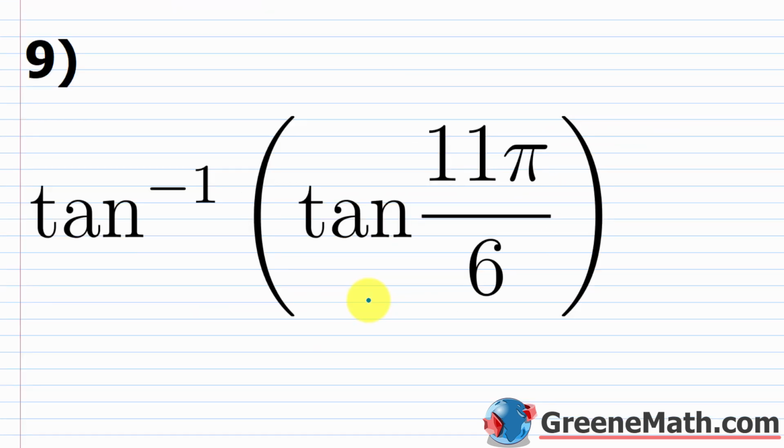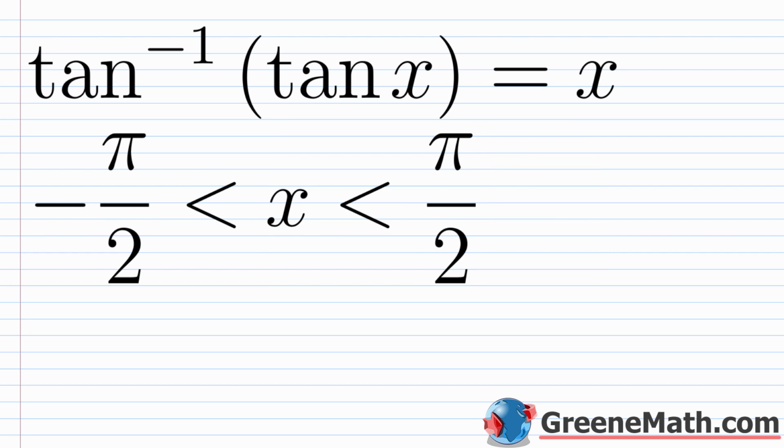All right, let's take a look at problem 9. So here we have the inverse tangent of the tangent of 11 pi over 6. If you want to use your cancellation property, in other words, if you want to say the inverse tangent of the tangent of x is equal to x, well, that's only true if x is greater than negative pi over 2 and less than pi over 2. We have 11 pi over 6, so that is not going to be in this interval.